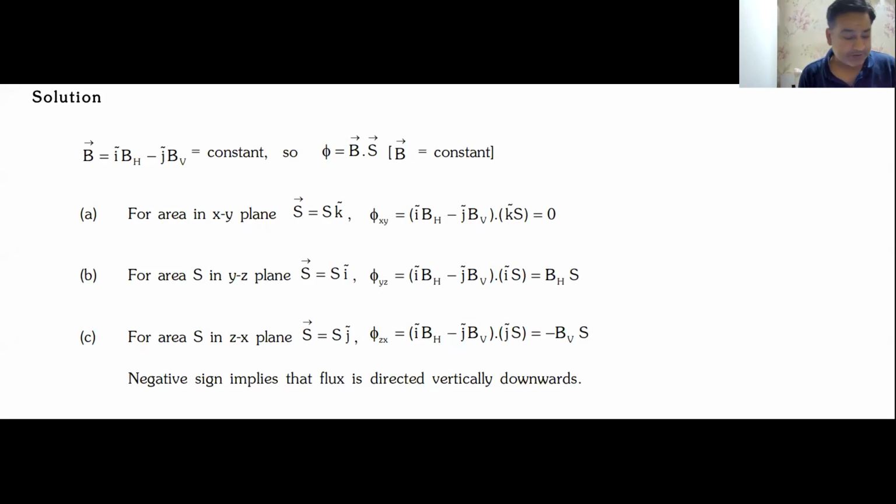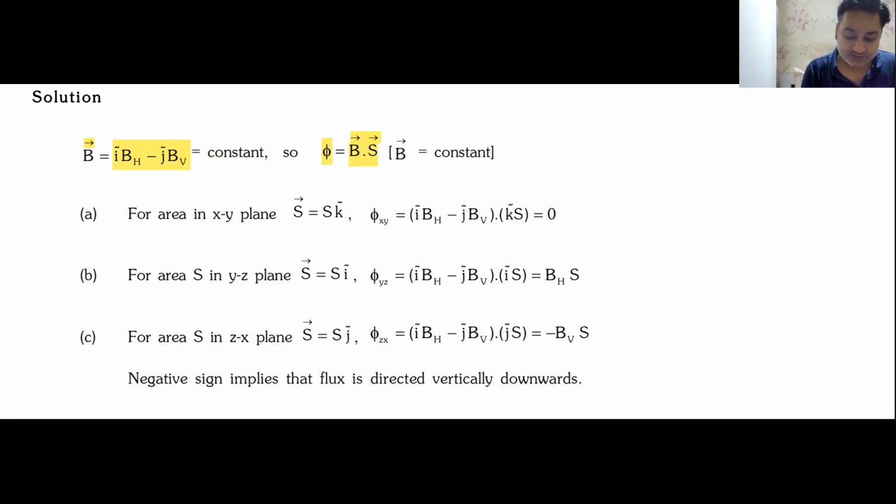The answers are pretty simple. If we can't get the answer straight away, you can just write the magnetic field in the I and J format. So it will be BH I minus BV J. Then calculate the flux using B dot dS. You also write the area vector in terms of vector quantity.